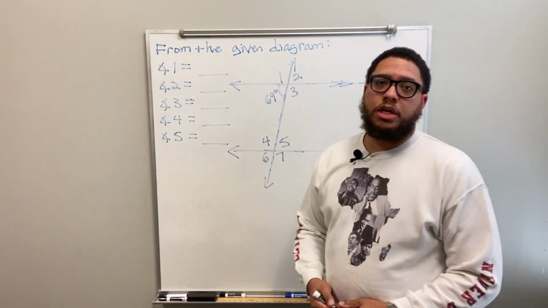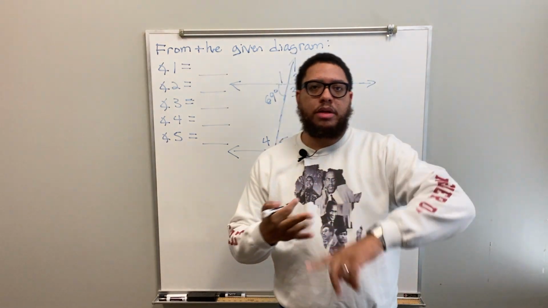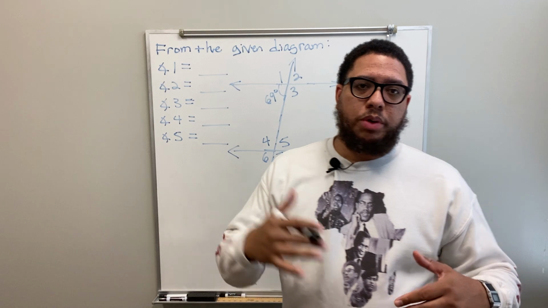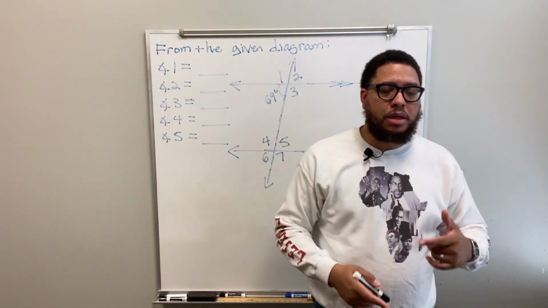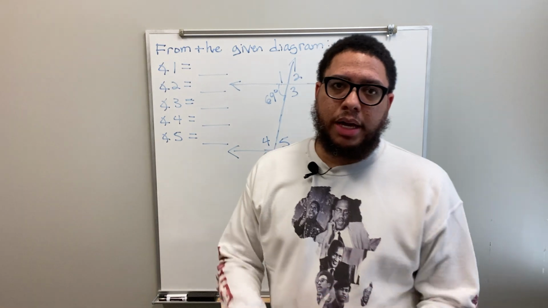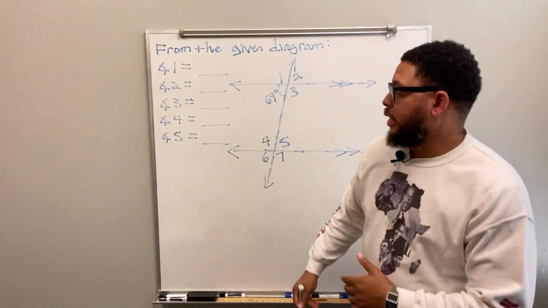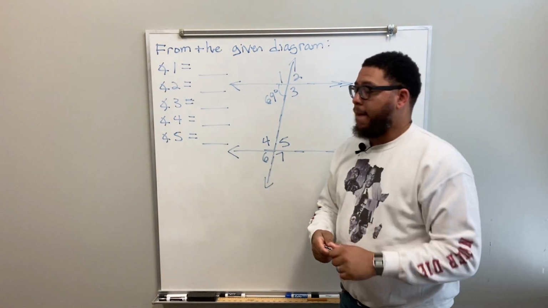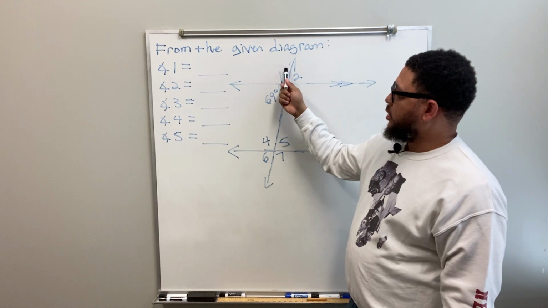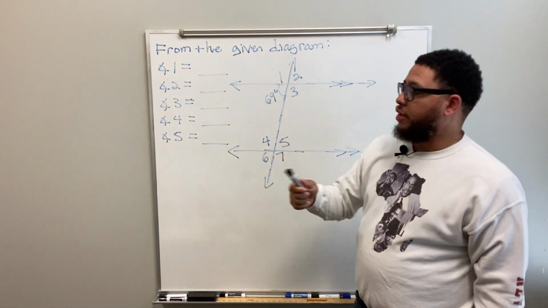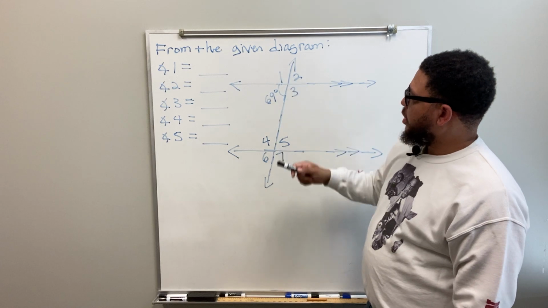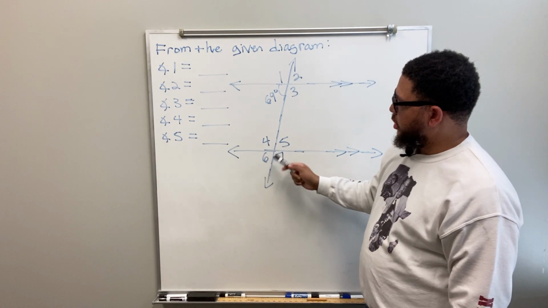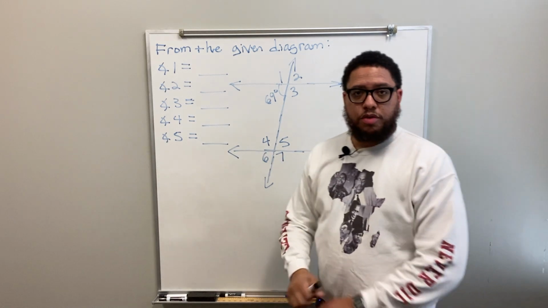So today we're going to talk about transversals, parallel lines, and different angle relationships that are created when a transversal, and I'm going to tell you what that is in a minute, when a transversal crosses two parallel lines. All right. So take a look at this diagram right here. From this diagram, we're going to figure out what the measure of angle 1 is. This is angle 1 right here. We're going to figure out the measure of angle 2. This is angle 2 right here. Angle 3, angle 4, angle 5, angle 6, and angle 7. We're going to figure out all of that.